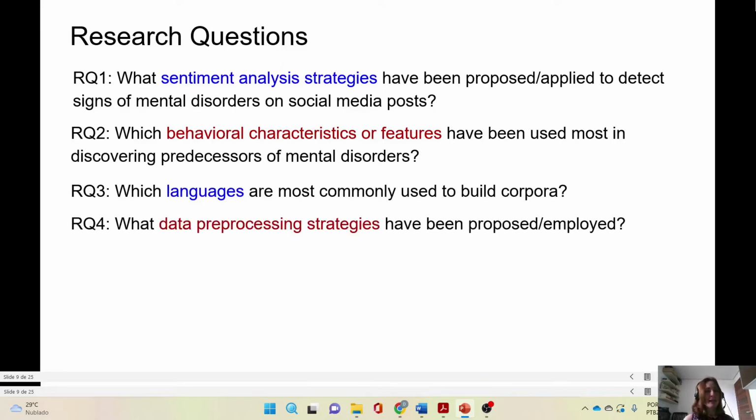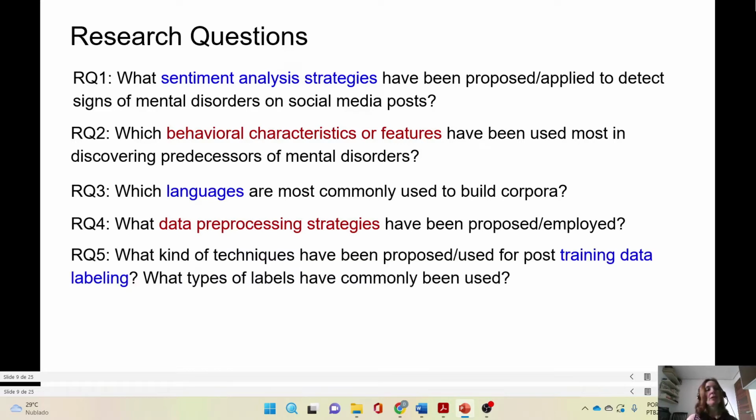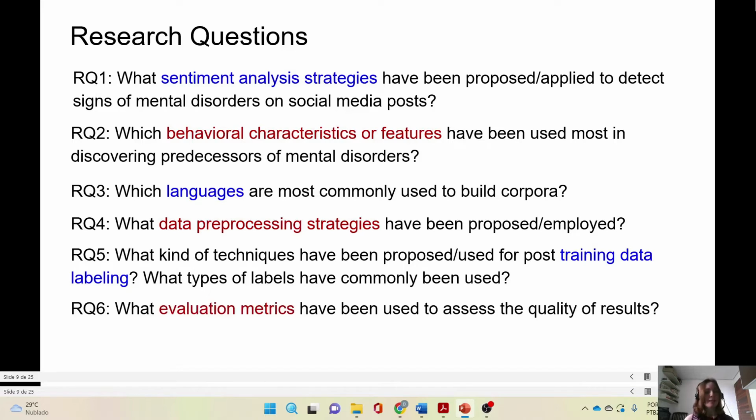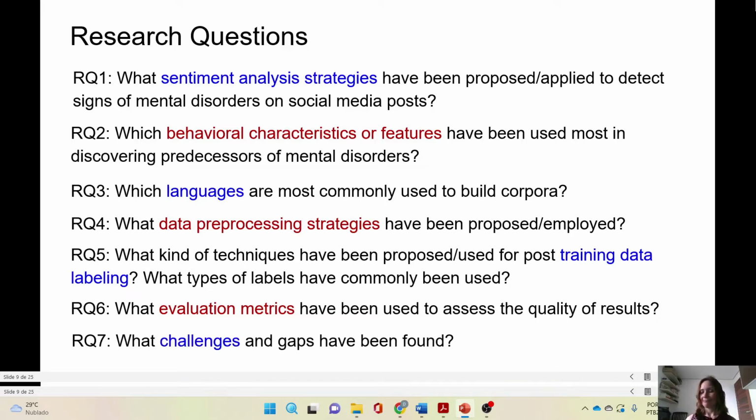As the fourth one, we have defined: what data preprocessing strategies have been proposed or employed? Another question, what kind of techniques have been proposed or used for post-training data labeling? What types of labels have commonly been used? And as research question 6, what evaluation metrics have been used to assess the quality of results? And finally, one of the most important, what challenges and gaps have been found?